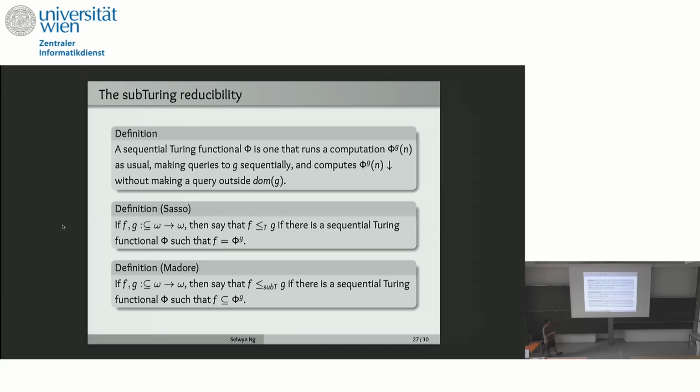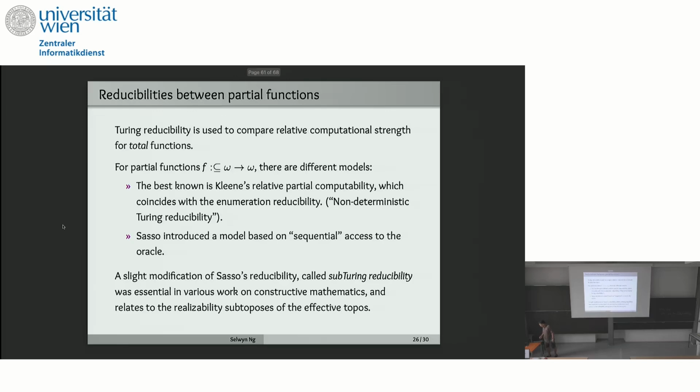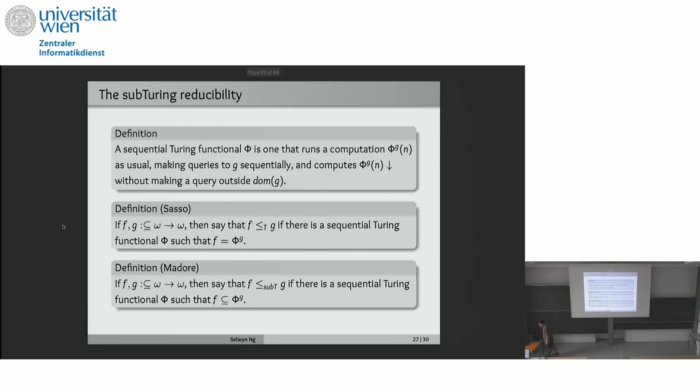Why do people look at this model? Well, it has a relationship with constructive mathematics, and it reflects exactly the realizability subtoposes of the topos of effective objects.